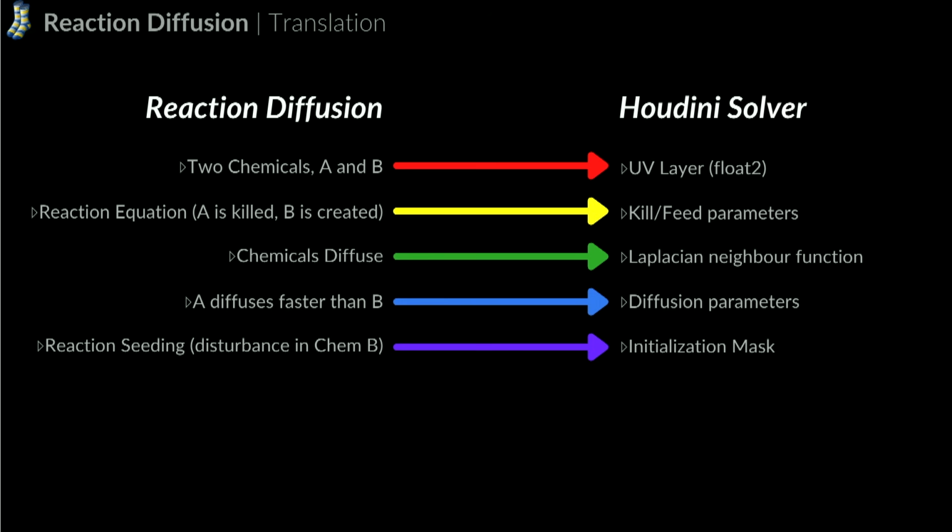And then finally, reaction seeding. So the way to actually start the reaction in the Gray-Scott model is to have a disturbance in chemical B. So we can do some sort of work to create an initialization mask.